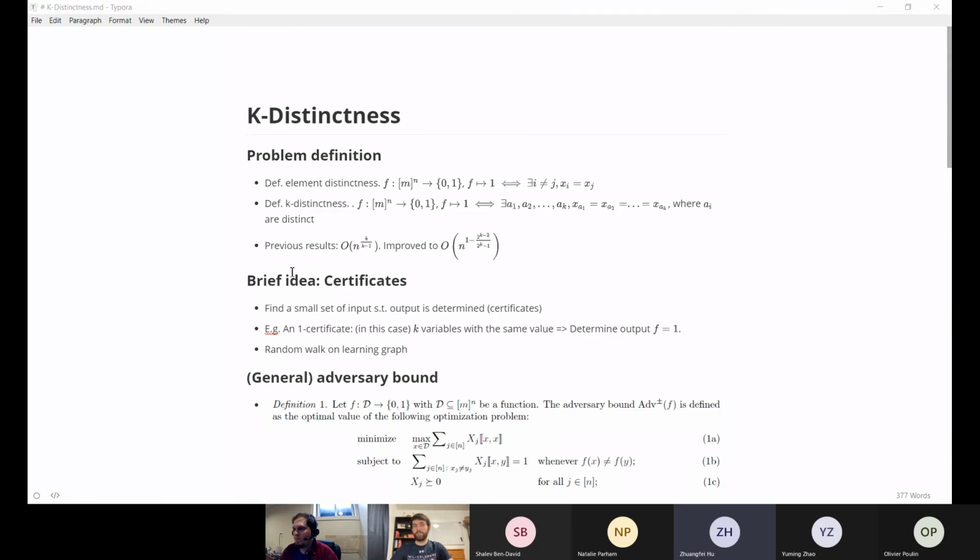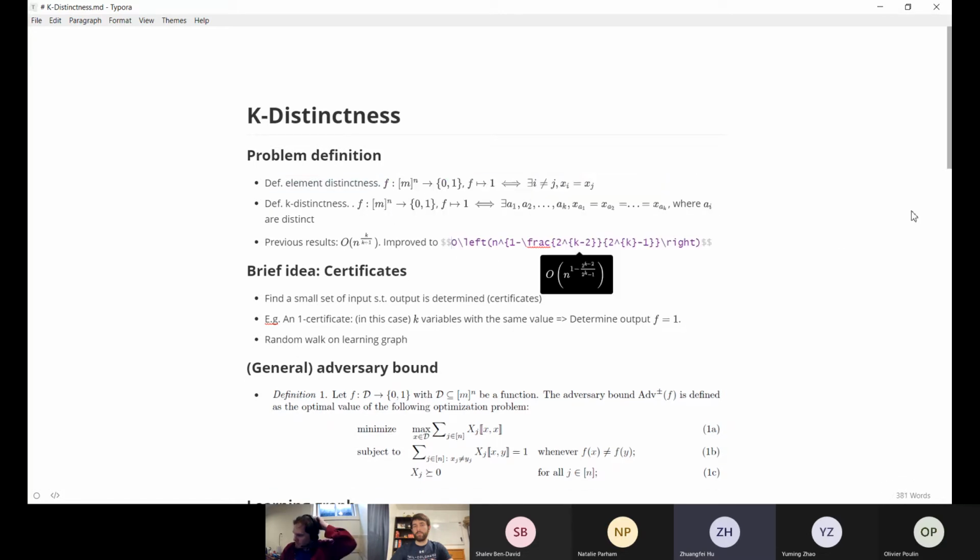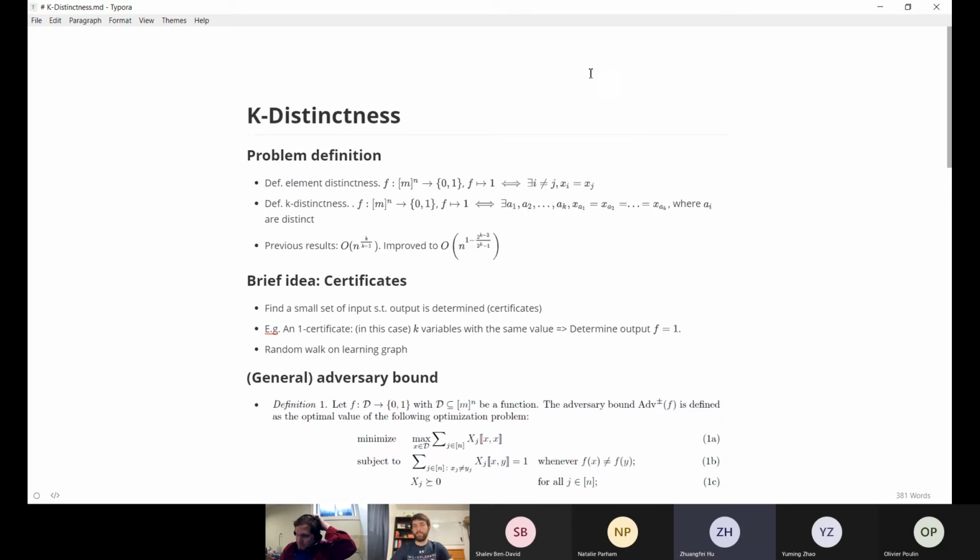The K-distinctness problem is very similar to the element distinctness problem. First, we define the element distinctness problem, which is given a function. This function maps to 1 if and only if there are two elements that are equal to each other in the input variables. Similarly, we could define the K-distinctness problem, which is this function maps to 1 if and only if there are K values that are the same within the input.